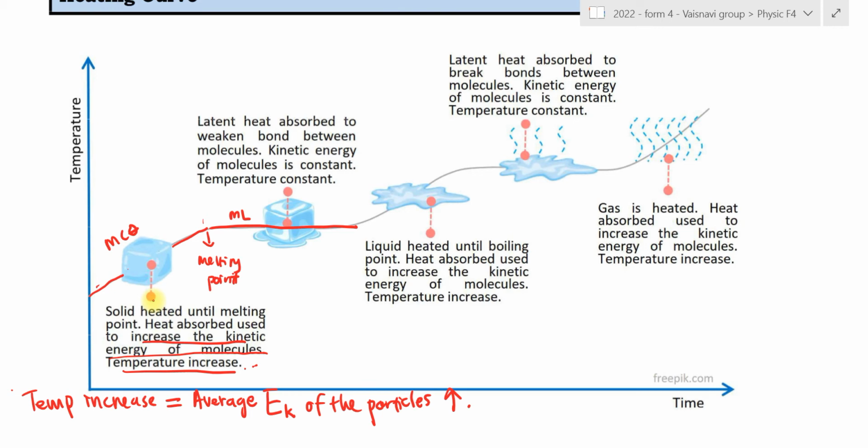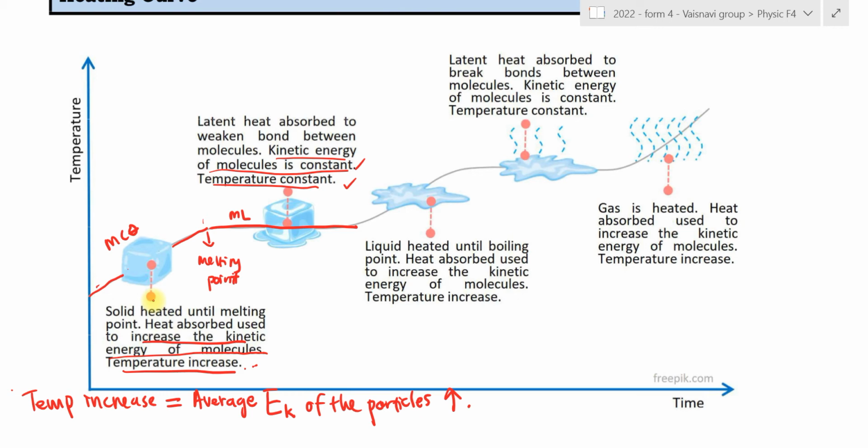So, latent heat is absorbed to weaken the bond between the molecules. Here the temperature is constant, right? So the kinetic energy of the molecule is constant. That's why the temperature is constant. And you also can write, sebab temperature ni constant because latent heat is absorbed to weaken the bond between the molecules. So the heat is not increasing the kinetic energy. So that's why the temperature tak naik, dia constant.